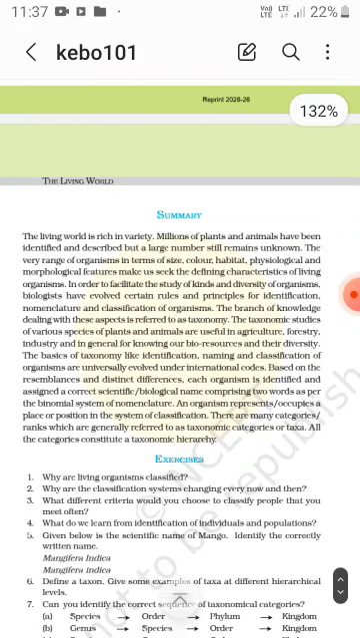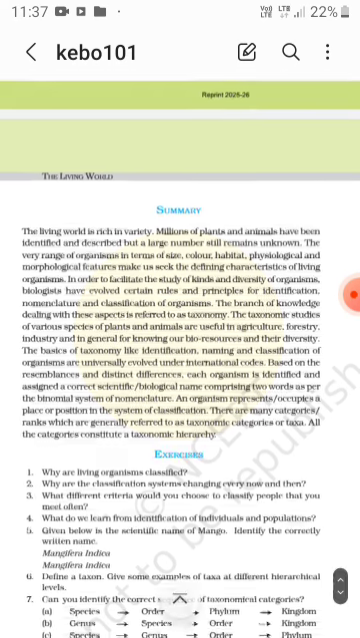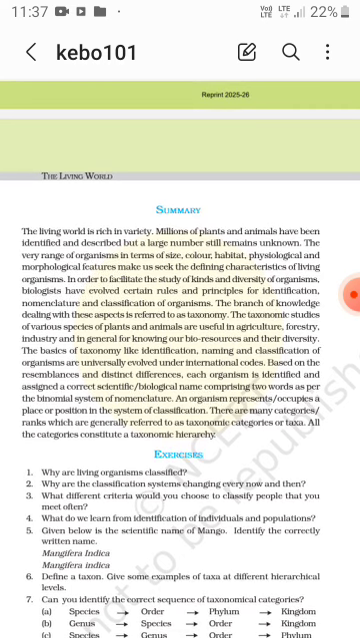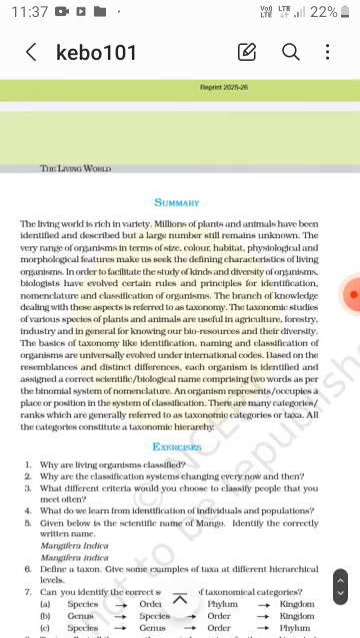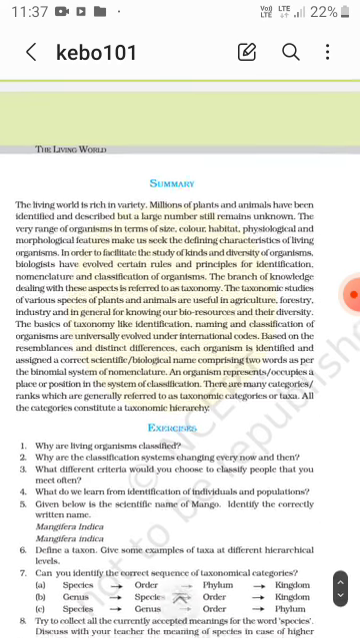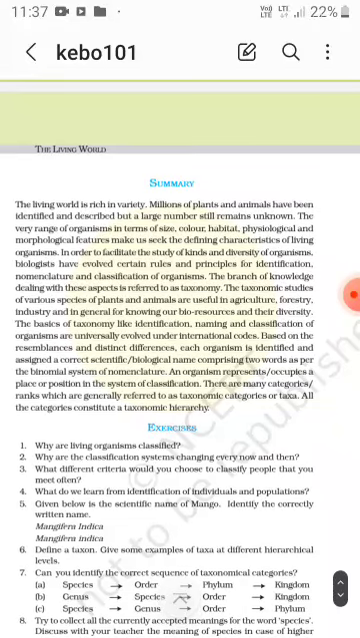Now, the branch of knowledge dealing with this aspect is referred to as taxonomy. So taxonomy includes identification, nomenclature and classification. Classification is to classify the organisms, identification is to identify the organisms. Then there is naming, that is nomenclature. Then accordingly it can be classified. So it all comes under taxonomy. The branch is taxonomy.